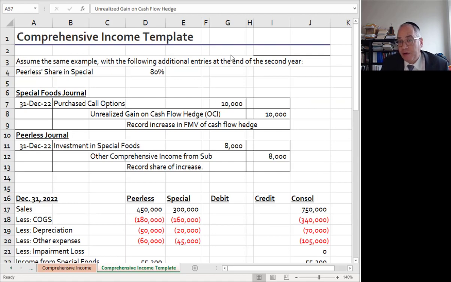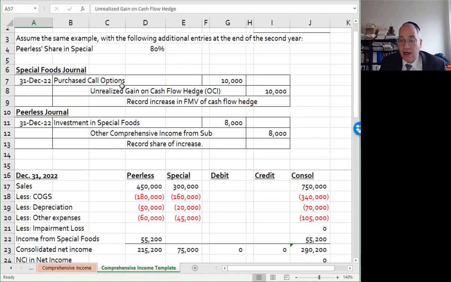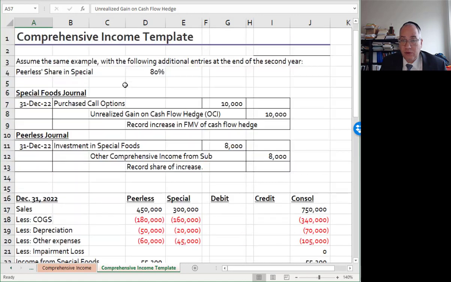We have the same information as before, but we're at the end of the second year of the same problem. But Special Foods, the subsidiary, had some purchased call options. These call options had been on the books for $20,000 and they increased in value. And they're classified as a cash flow hedge. We haven't talked about cash flow hedges yet, but cash flow hedges are one of those things where gains or losses go to OCI until the gain or loss is finally realized. We will be going over this in a future chapter.